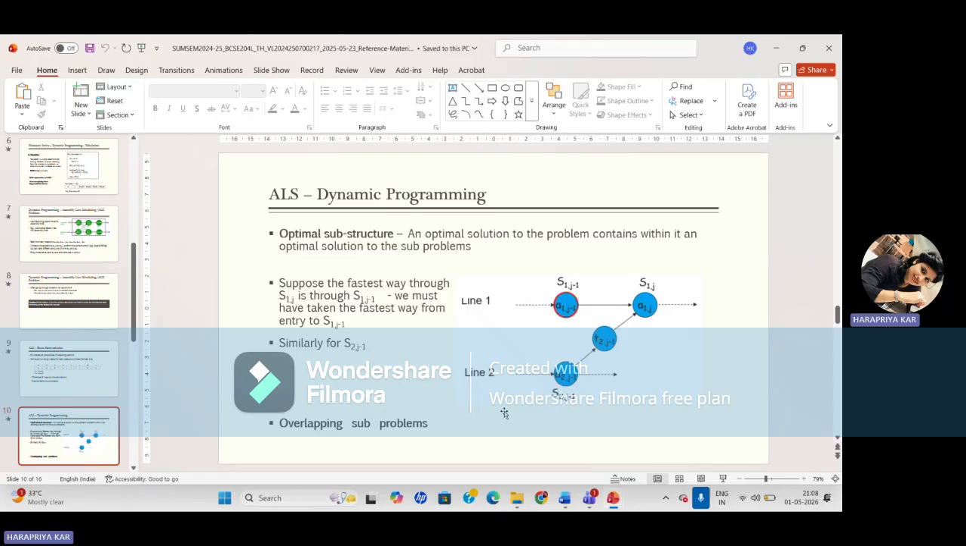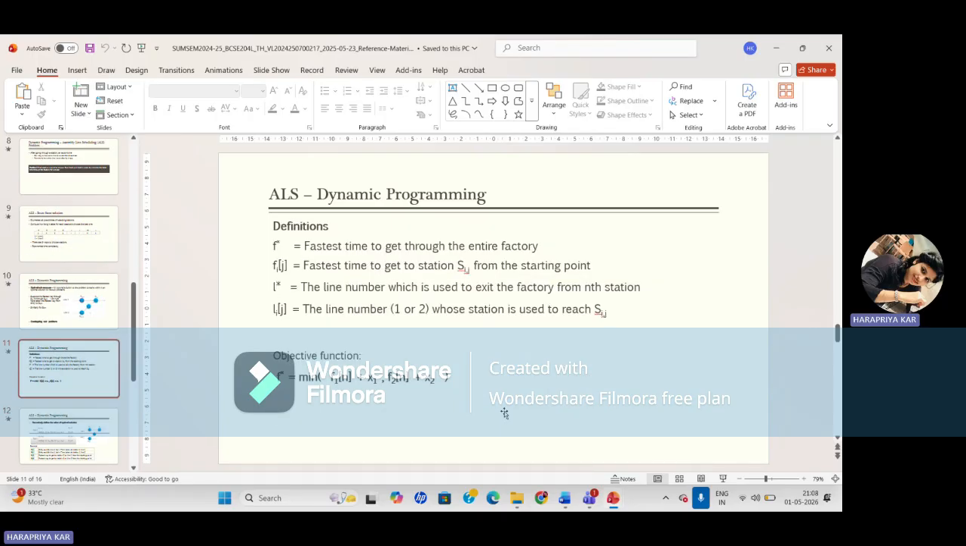In this slide, it is mentioned what f star is, the fastest time to get through the entire factory, which is what was discussed here. Fij is the fastest time to get to station Sij from the starting point, and l star is the line number used to exit the factory from the nth station. Lij is the line number, 1 or 2, of the station used to reach Sij. What is the objective function? You have to remember this formula: f star equals minimum of f1n plus x1, f2n plus x2. Based on this, you work with this objective function whenever you solve the assembly line scheduling problem with dynamic programming.